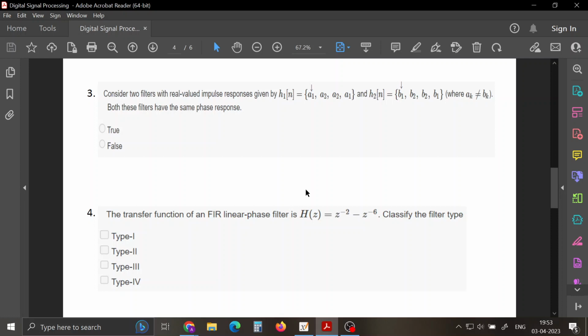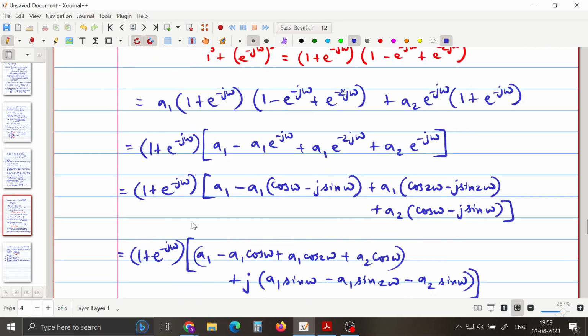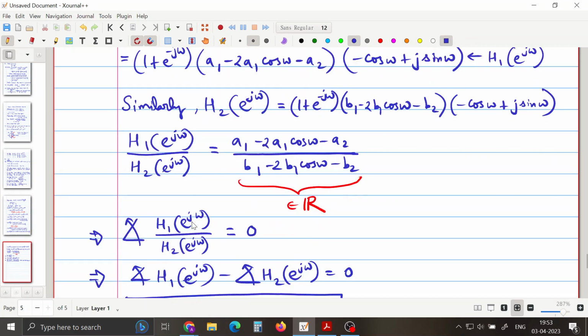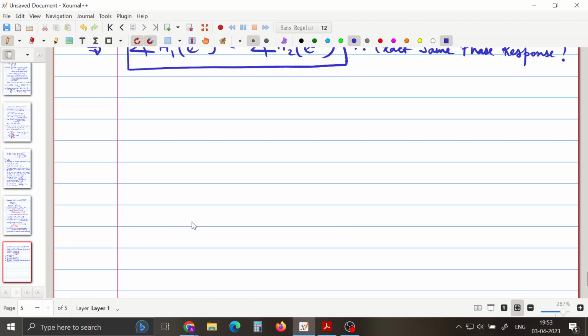So if we can somehow check the symmetry and the length of the impulse response, then we can directly conclude whether it's a type 1 or type 2 or type 3 or type 4. That's all we need to do here. I hope it's clear. It's pretty much straightforward. So I'll write it here. We're looking at question number 4.